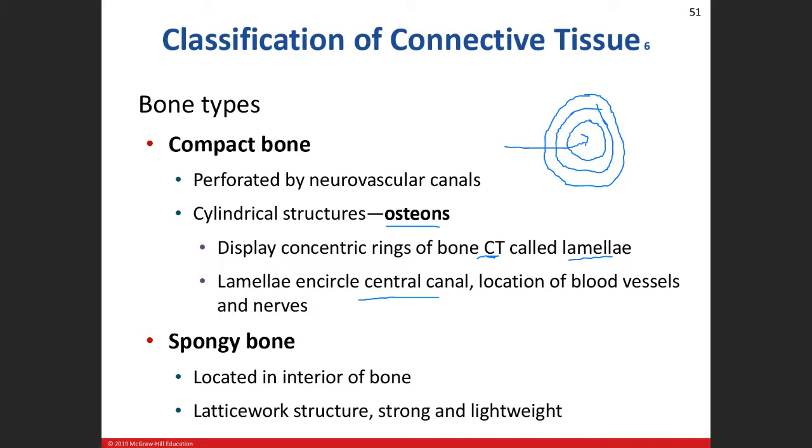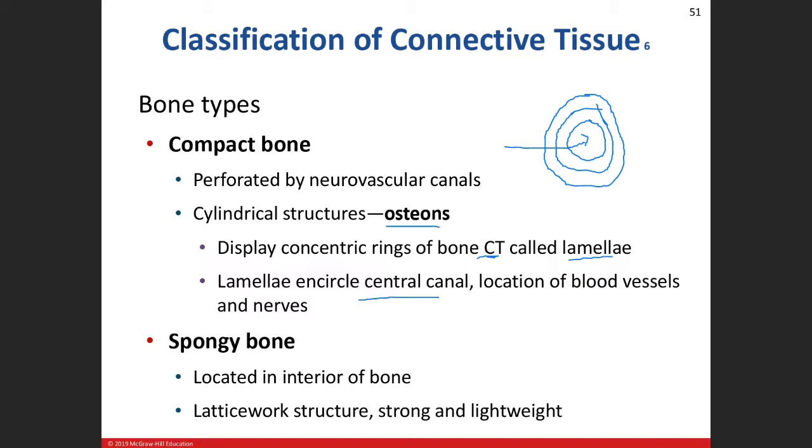What lives in there are our blood vessels and nerves. The nerves that are primarily in bone are sensory nerves. There's no need to have motor nerves inside of a bone because bone doesn't contract like muscle does. So it's mainly sensory nerves, and they're at the center of all of these osteons.